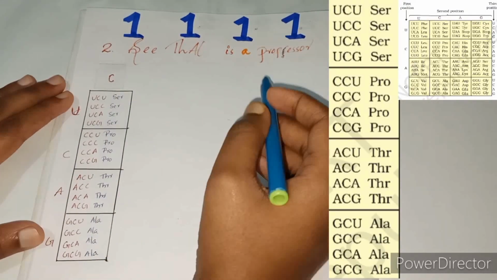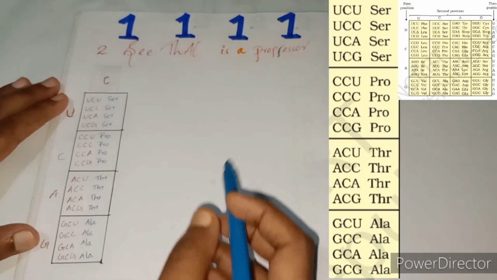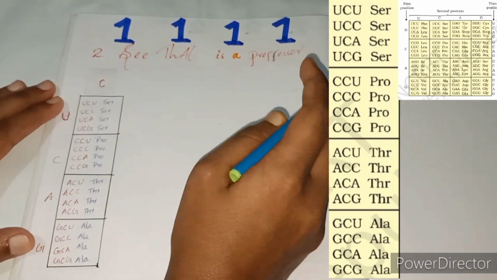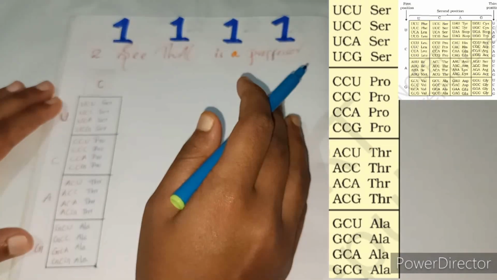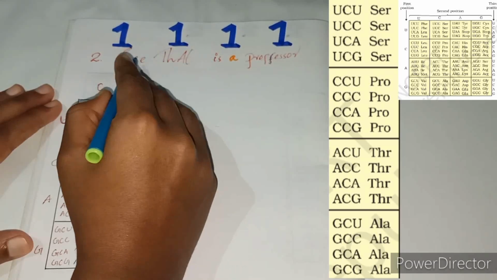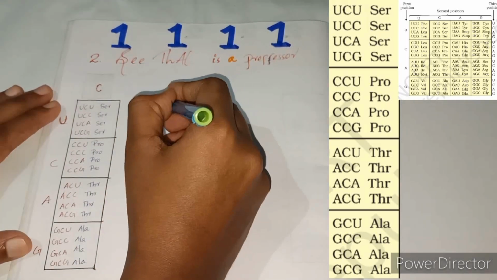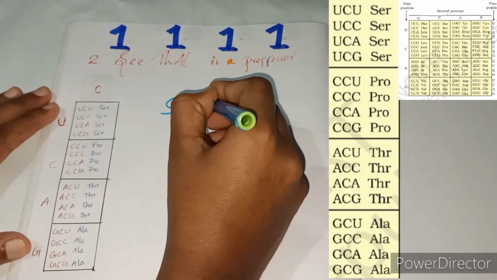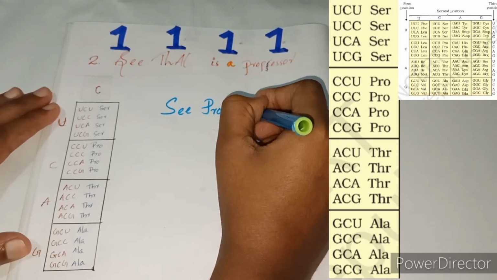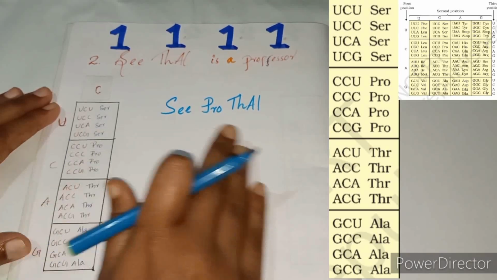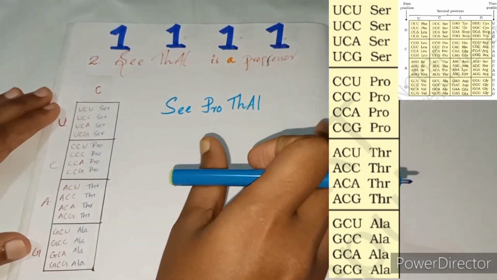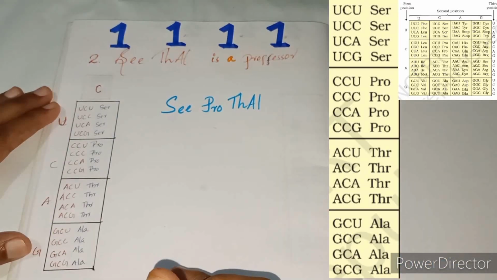Here is the mnemonic for the second vertical column. That is, Seetal is a professor. Here you remember one thing, that the pro in professor comes in between C and Thal. You don't worry about this word or about the meaning of this word. This is just a trick to remember these amino acids.